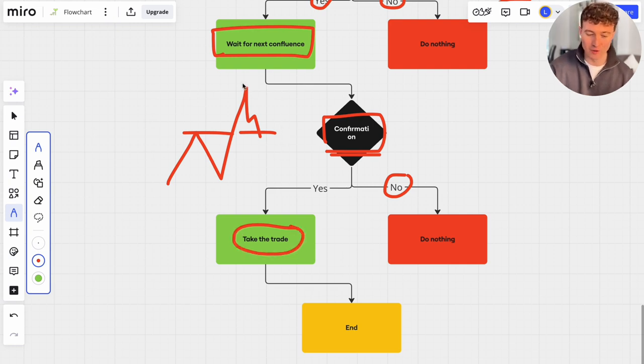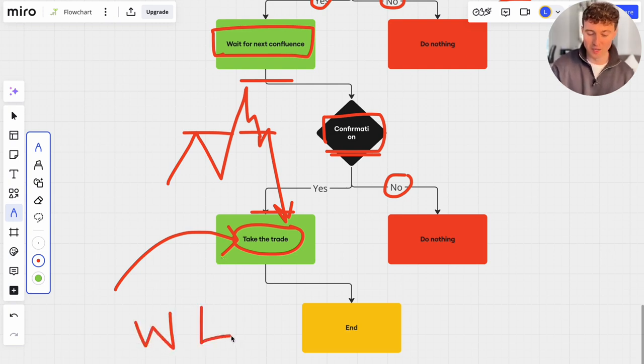And of course, we will have a clear invalidation, clear targets, and then we can look at executing a trade within the market. But it's only when these 4 steps and these 4 confluences actually line up within the market that we can actually take a trade. Then once we've executed the trade, it's either going to be a win or it's going to be a loss. And then we are at the end of the process.